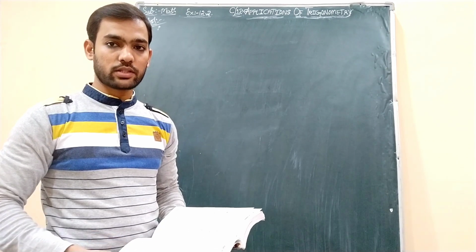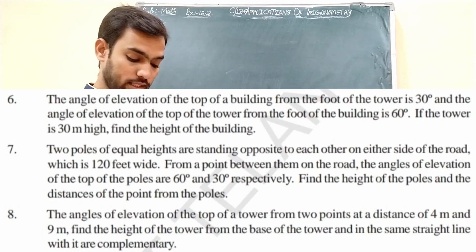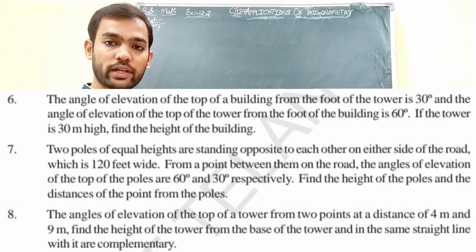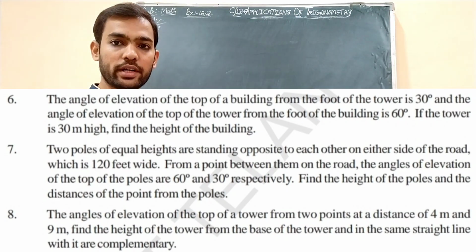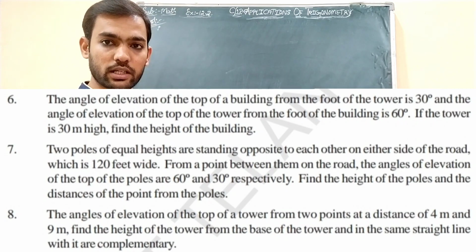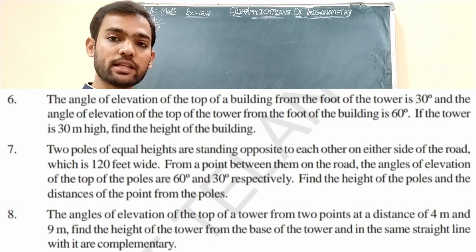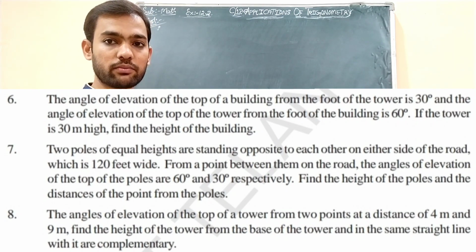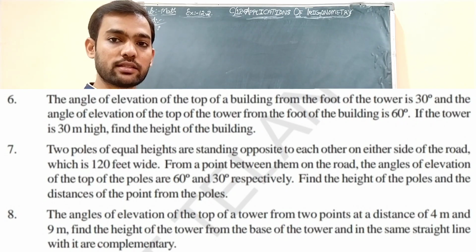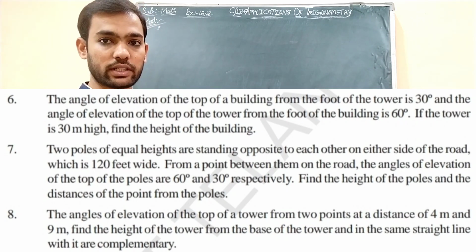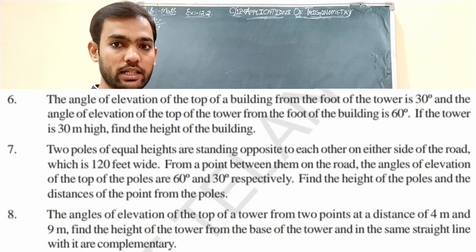Now we will see the next question, students. Question number 8. The top of a tower is being observed from 2 points at a distance of 4 meters and 9 meters. There are 2 points, and from those 2 points the top of the tower is being observed. The first point is at a distance of 4 meters from the base of the tower and the other point is at a distance of 9 meters from the base of the tower.